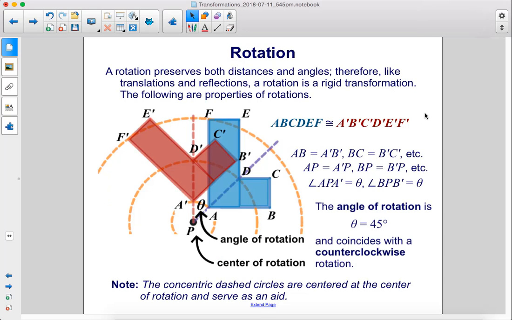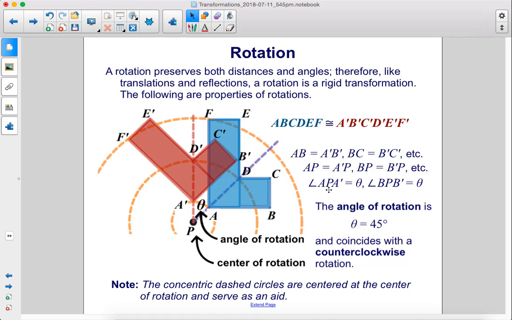A rotation preserves both distances and angles. Therefore, like translations and reflections, a rotation is a rigid transformation. The following are properties of rotations. So this figure here, in blue, is congruent to the figure in red there. AB, so the distance here, equals A prime B prime, so the distance there. So all of the distances between points are the same.